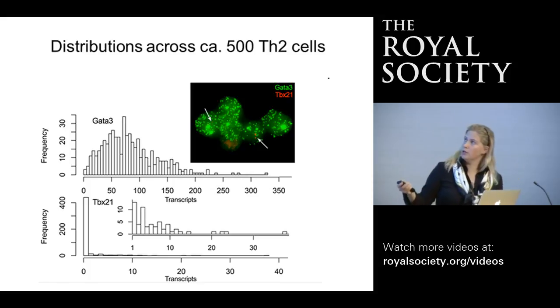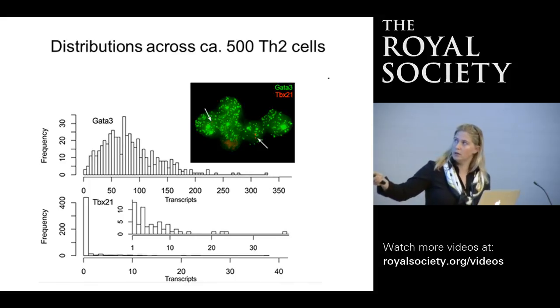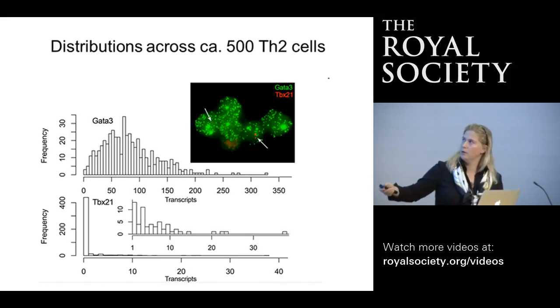What's going on here is that in each of these round blobs, the green spots correspond to a single mRNA molecule. And of course, we segment the blobs that are larger by cutting through the volume of the cell. This is a projection onto one plane.